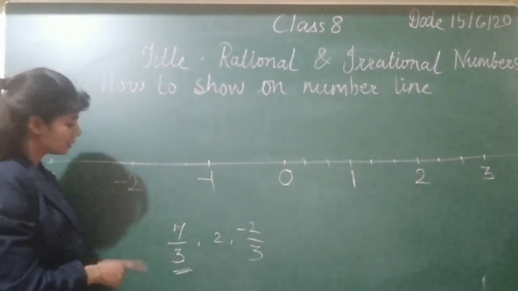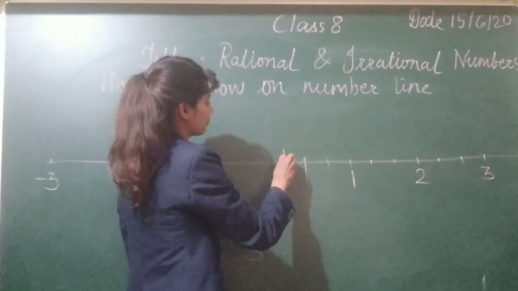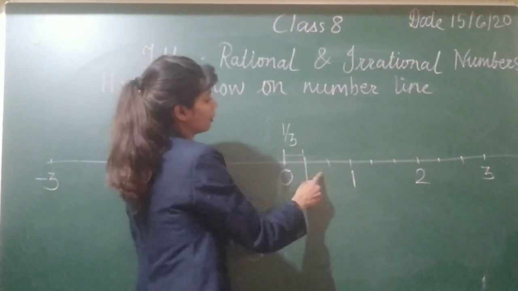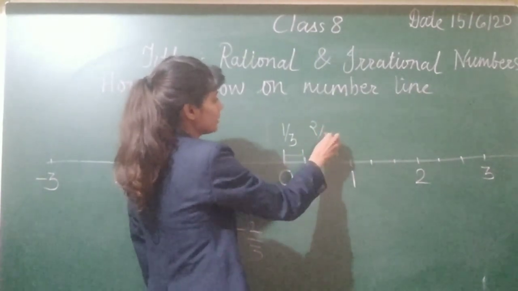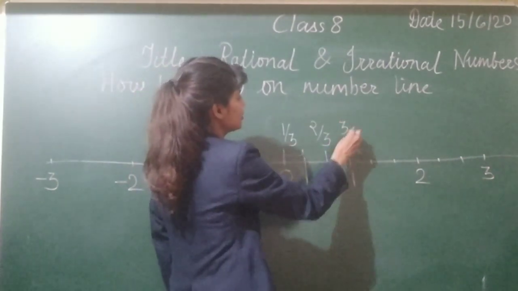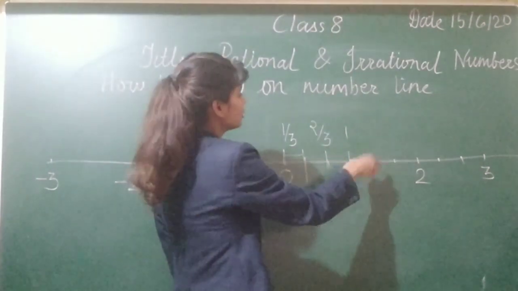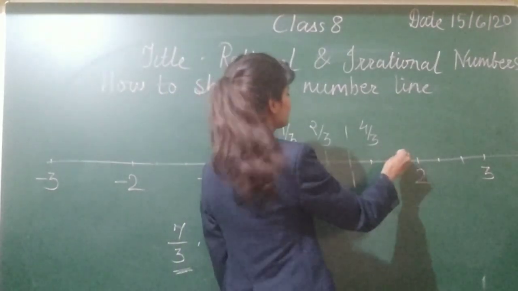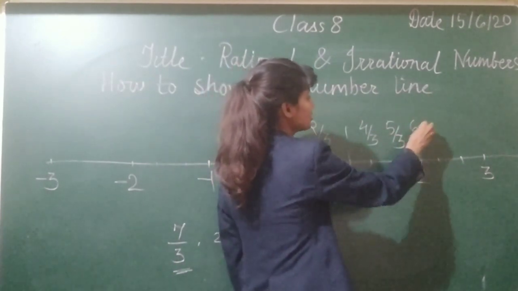Now I am going to count till 7 by 3. So this part has a value 1 by 3, right? 1 part out of 3 parts. So the second line will be equal to 2 by 3. Understood? Now this third line will be equal to 3 by 3, which means 1. Fourth, 4 by 3. Are you getting my point? This fifth line will be equal to 5 by 3. And the sixth line will be equal to 6 by 3.